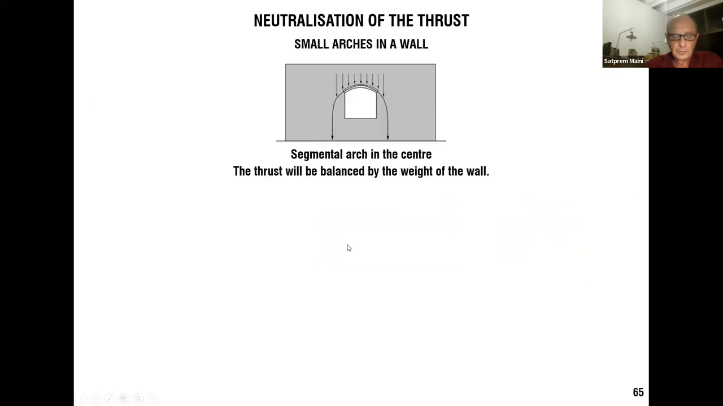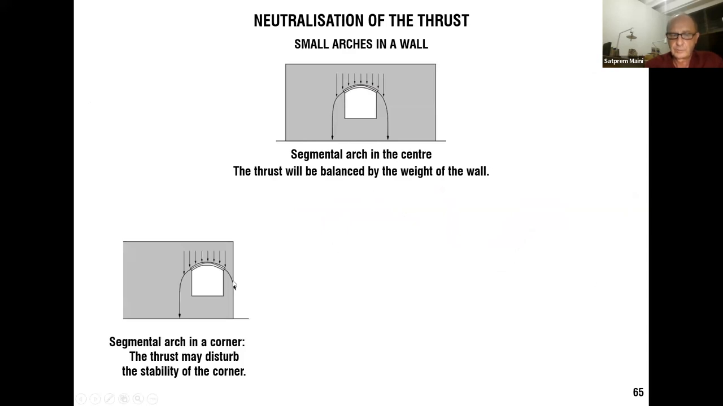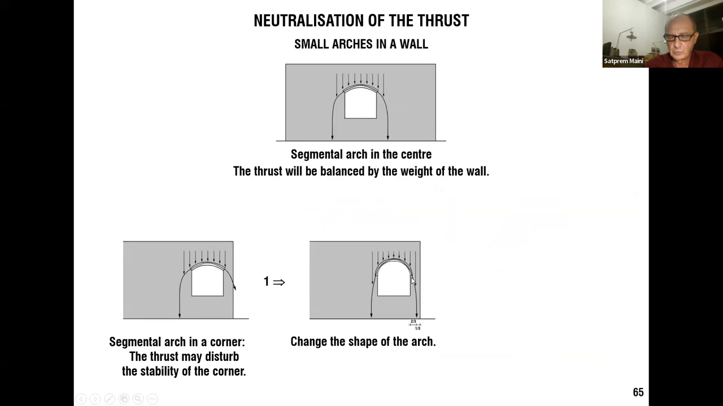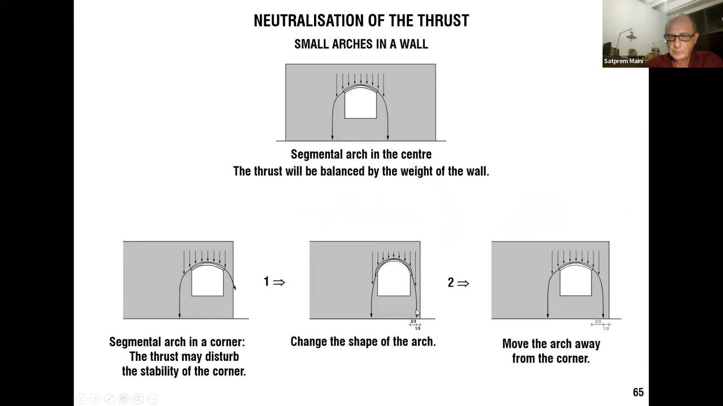So now we have how to neutralize the thrust in the arches in a wall. You have here a small arch in the center, no problem. Then you have an arch in a corner. The thrust on this side will be critical because the thrust goes out of the wall. So solution one, you have a more round shape for the arch to have a thrust more vertical on the bottom of the wall, or you move away the arch from the corner.